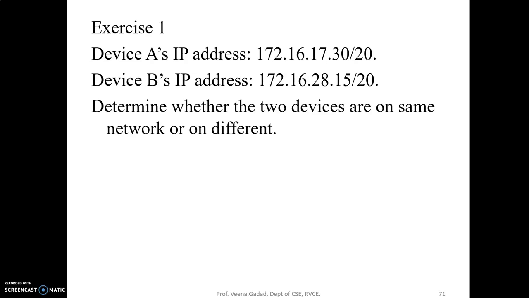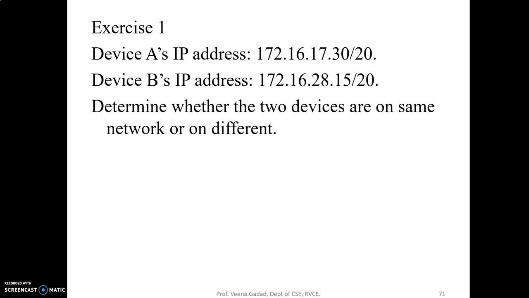Yeah, this is one more example. Again, such examples might be asked in your quiz, wherein we need to determine whether both these devices fall in the same network, right? Device A's IP address is 172.16.17.30/20 and device B's IP address is 172.16.28.15/20. So very clearly, the way to solve this is to AND it with the subnet mask. That is the only solution.